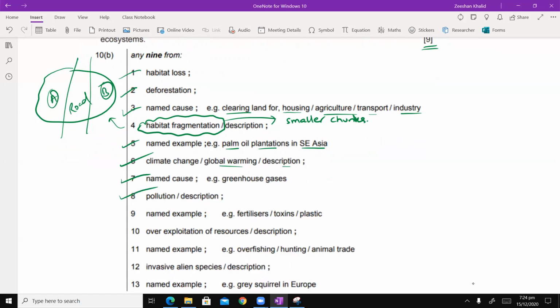Pollution, its description, its named examples: fertilizers, toxins, plastics. Over-exploitation of resources, give its description, how resources get over-exploited. For example, overfishing, hunting, animal trade. I didn't mention this one. I did mention overfishing and hunting.